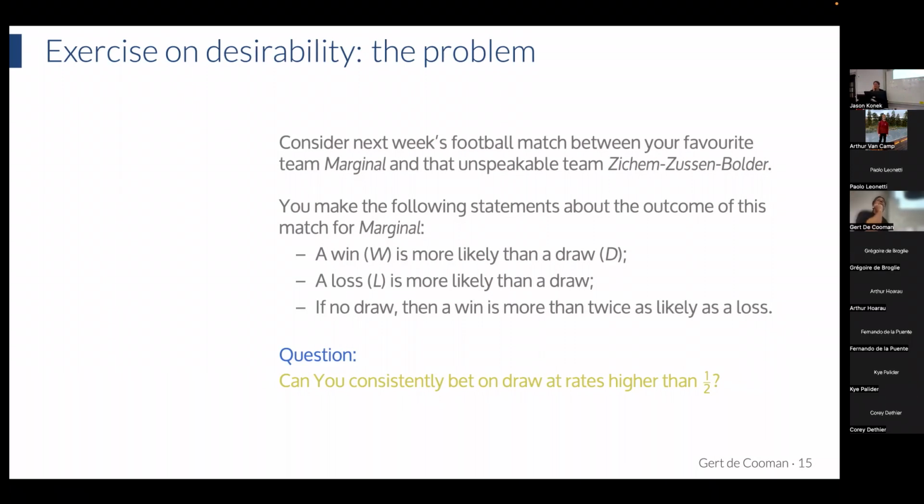All right, let's call it a session. Ah, there's another question. Can you repeat your explanation there, please? The thought is just that the first two statements of desirability come from the assumption of the problem. The third one, which has the multiplier 2, comes from the question we're asked: can you bet on draw at rates greater than 1/2? Okay, that's what I don't understand. How do you get from the sentence in the exercise to the third line?